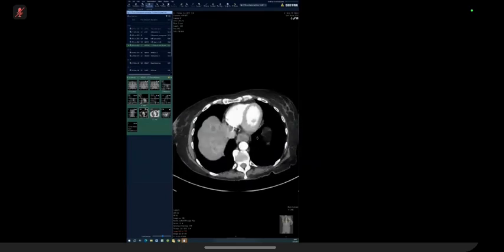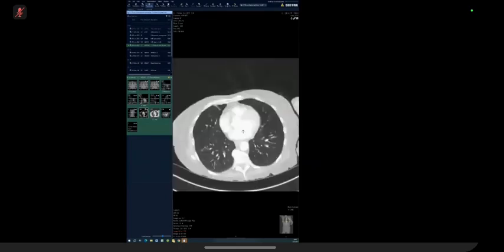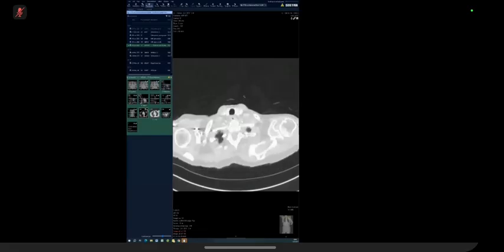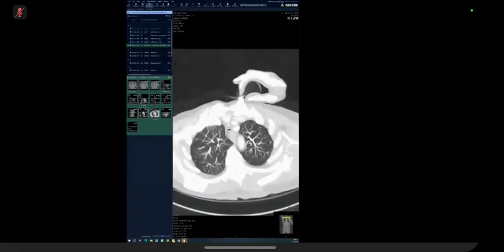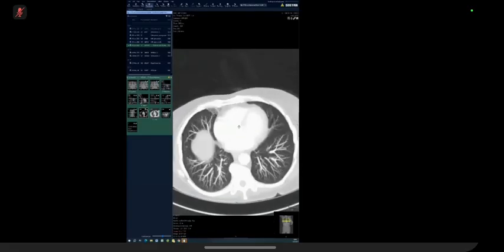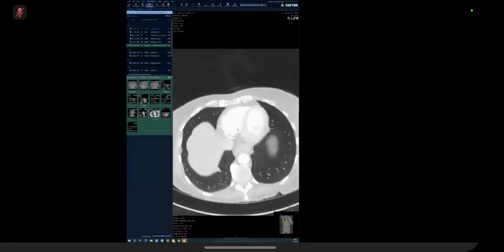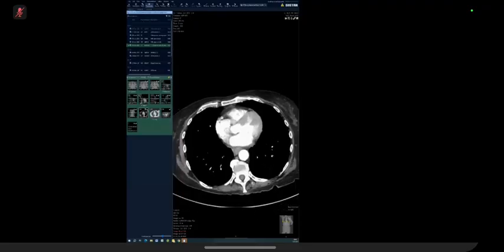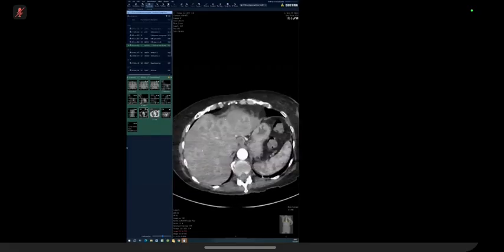I would like to look at the lung windows for any pathology. The lungs are normal. So I would still like to review the intestines, the colon specifically, as the hepatic mets could be from there. It's normal.